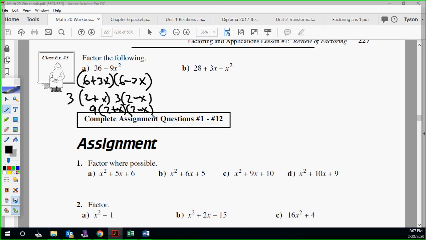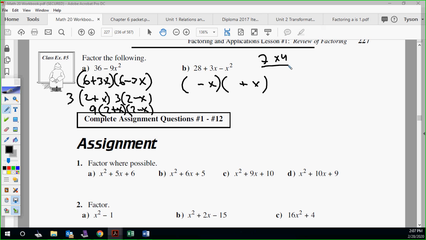This one's just written backwards, so hopefully you don't mess up too much with it. But one thing I like to do with these is that, see how it's a minus x squared? I know it has to do this. Right? Negative x times positive x, negative x squared. That's the only thing it can be. So now think about what are factors of 28 that are 3 apart? 7 and 4. 7 times 4 is 28, and those are 3 apart.